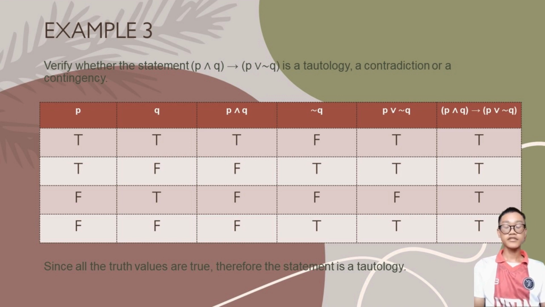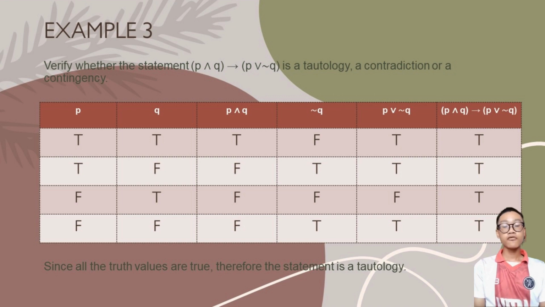Then we find the truth value of the statement P or not Q. When P is true and not Q is false, then P or not Q is true. When P is true and not Q is true, then P or not Q is true. When P is false and not Q is false, then P or not Q is false. When P is false and not Q is true, then P or not Q is true.